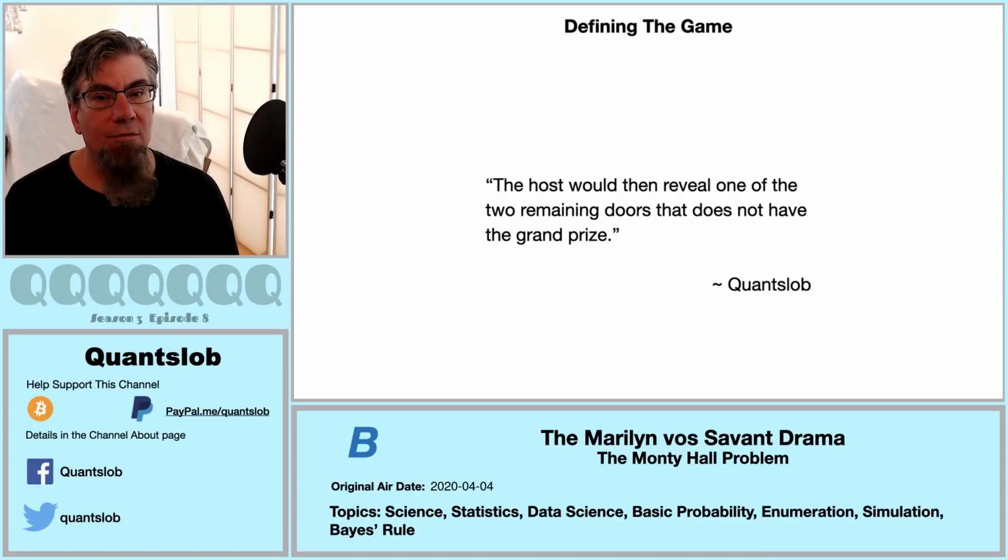When we defined this game a moment ago, we said something like, the host then reveals one of the 2 remaining doors that does not have the grand prize. In the rigor of mathematics, this statement is unconditional, meaning that the host always reveals one of the 2 remaining non-prize doors. However, if this is not true, for example, if the host only offered the opportunity to switch if the contestant's original choice was correct, then of course our proffered solution simply falls apart.